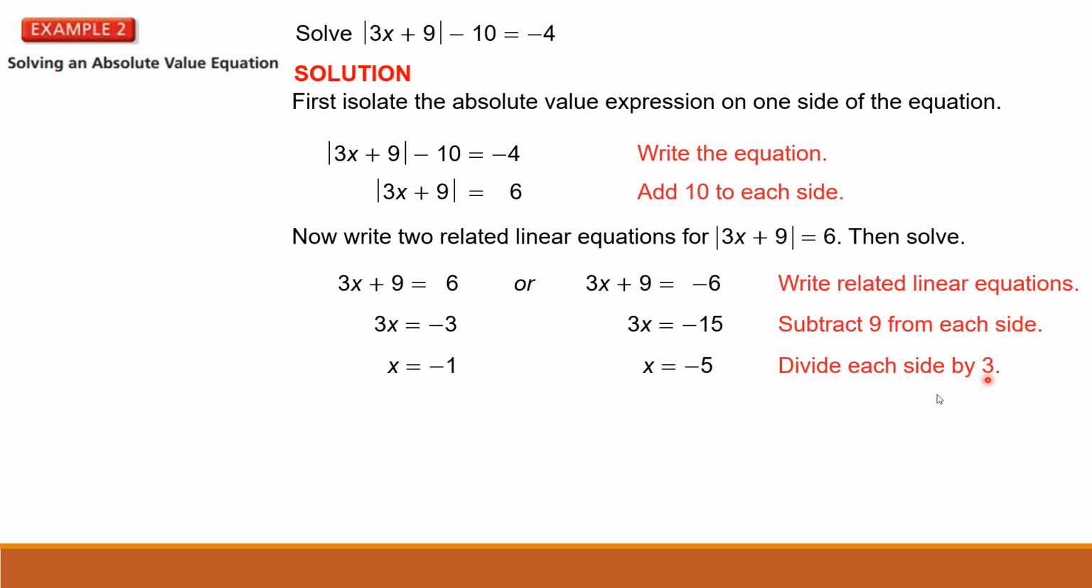Next, we're going to divide each side by 3. So dividing by 3, we get x equals negative 1. Dividing by 3 here, we get x equals negative 5. So our solutions are x equals negative 1 and x equals negative 5. So this was a multi-step equation, and I'm going to emphasize that you need to be able to isolate the absolute value expression on one side of the equation, which is why we needed to add 10 to both sides first, and that left the absolute value expression on one side. And then we continued to separate it into the two linear equations, the two cases, and then solved each one.